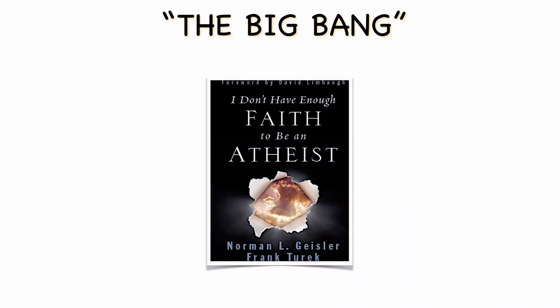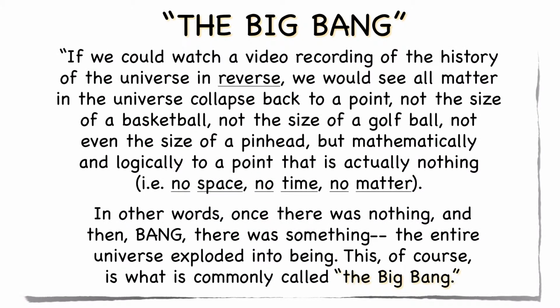Here's how Norman Geisler and Frank Turek described the Big Bang event in their book. If we could watch a video recording of the history of the universe in reverse, we would see all matter in the universe collapse back to a point, not the size of a basketball, not the size of a golf ball, not even the size of a pinhead, but mathematically and logically to a point that is actually nothing. In other words, no space, no time, no matter. In other words, once there was nothing, and then bang, there was something.